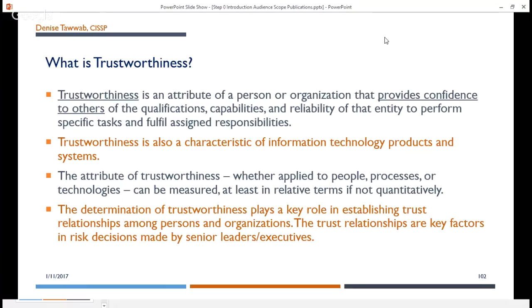Trustworthiness is also a characteristic of information technology products and systems. The attribute of trustworthiness, whether applied to people, processes, or technology, can be measured, at least in relative terms, if not quantitatively. The determination of trustworthiness plays a key role in establishing trust relationships among people and organizations. The trust relationships are key factors in risk decisions made by senior executives. So that's why we're talking about trust and trustworthiness, because they both impact risk decisions.